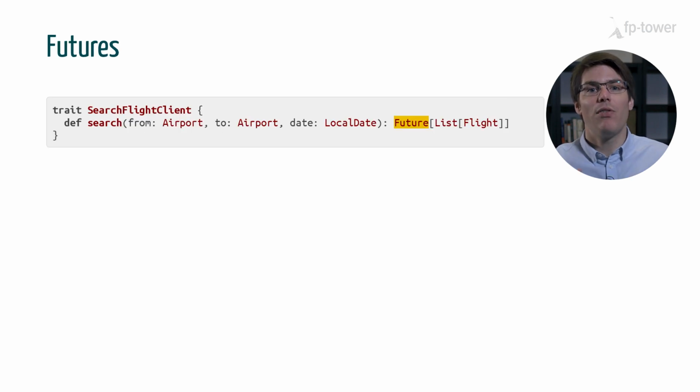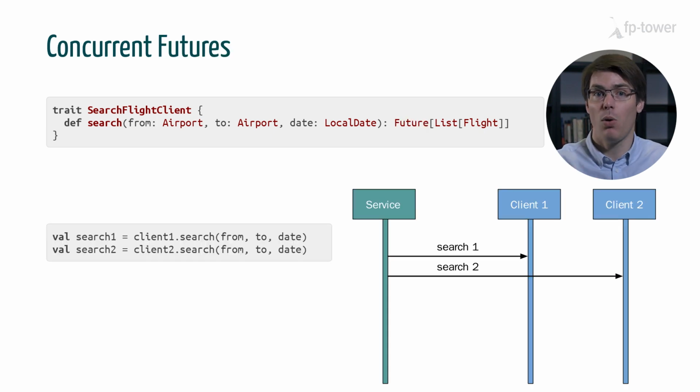So let's come back to our flight aggregator problem, but this time around let's say that search flight client uses Future instead of IO. In this case, how would we search with both clients at the same time? First, we'll call search for client 1, assign the result to a variable, and then repeat the same process for client 2. After these two lines are executed, both requests to client 1 and client 2 have started, as you can see on the diagram on the right.